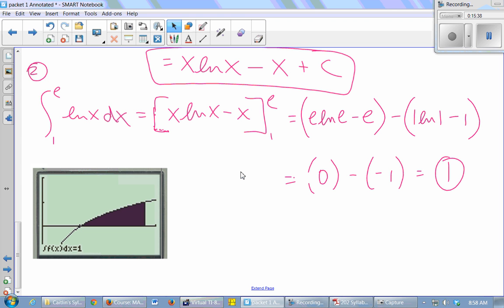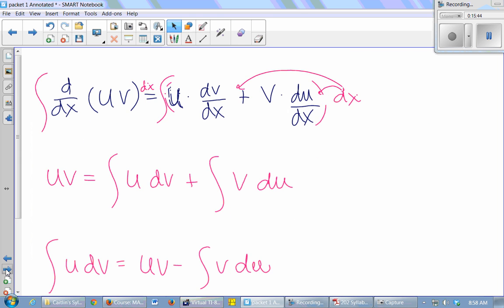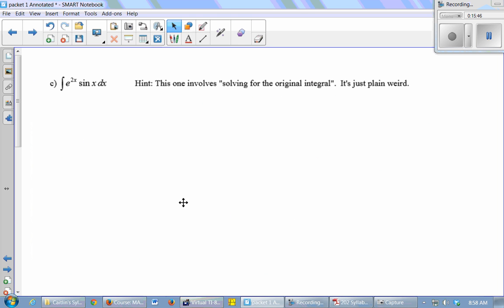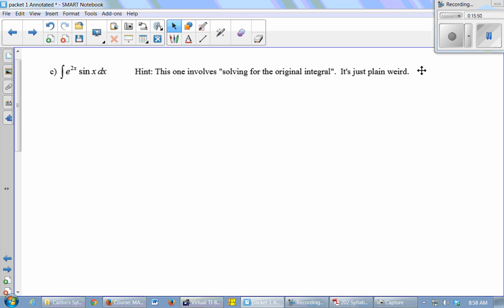All right. Okay so far? Now it's brand new. Okay, so here's a weird one. We're going to have to solve for the original integral here. You'll see what I mean in a second.